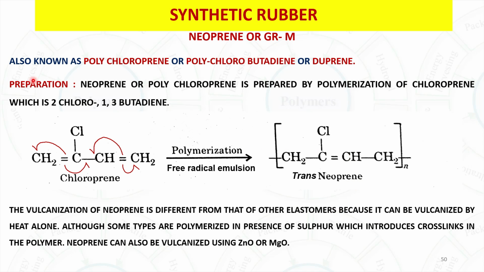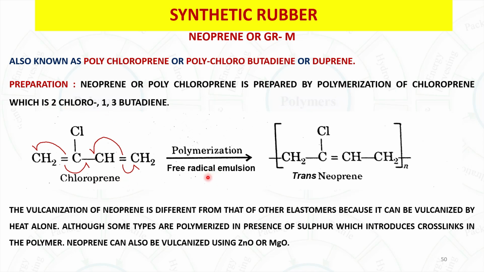Neoprene is also known as polychloroprene, or polychlorobutadiene, or Duprene. Duprene is the trade name. These are the different names for neoprene. How can we prepare this neoprene? Neoprene, or polychloroprene, is prepared by the polymerization of chloroprene, which is 2-chloro-1,3-butadiene.